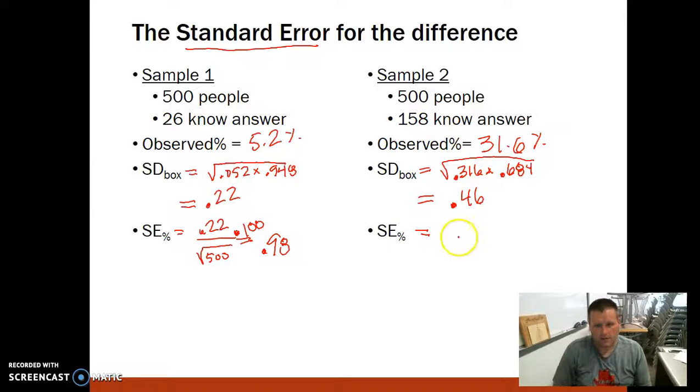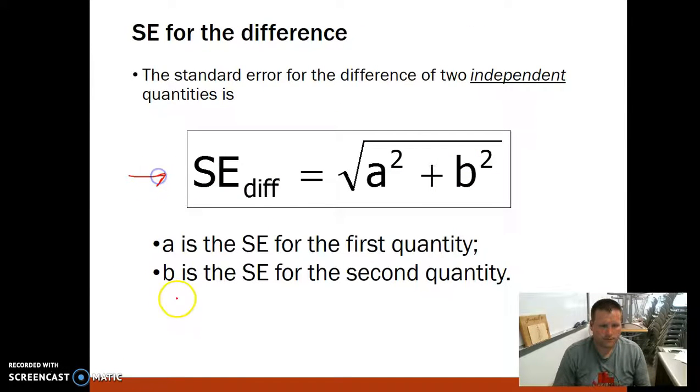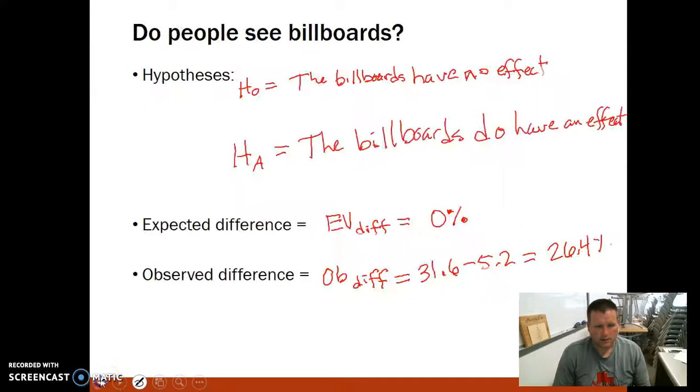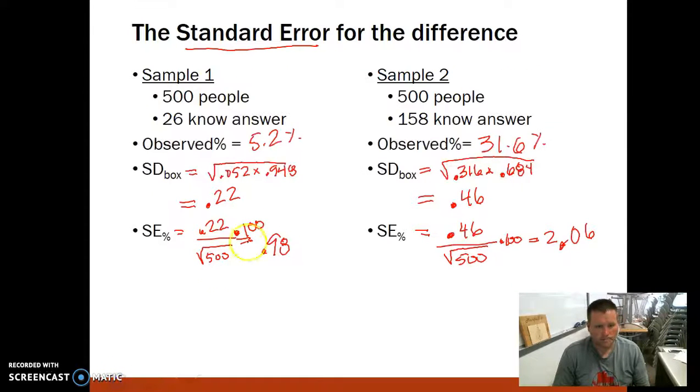And then for our standard error percentage, we take our standard deviation of the box, so 0.46, and we divide that by the square root of our draws, which was 500, again times 100%, and that gives us 2.06. Okay, and this is all so that we can get the standard error of the difference, because everything has to be equal. We've just found our expected difference and our observed difference. We have to have a standard error difference as well.